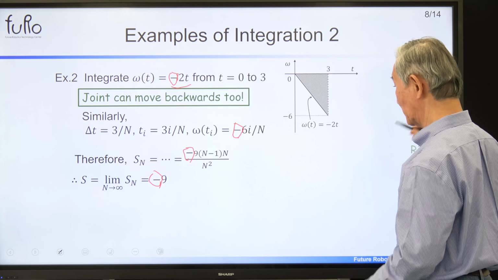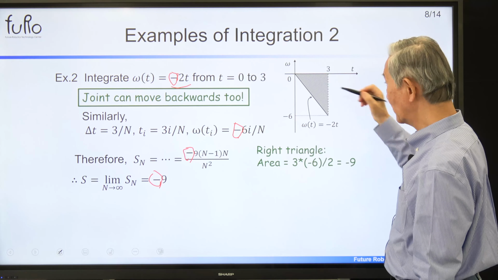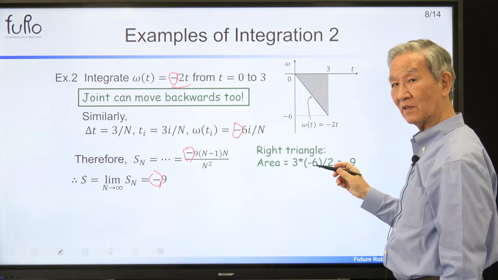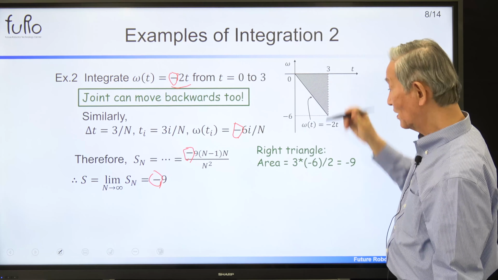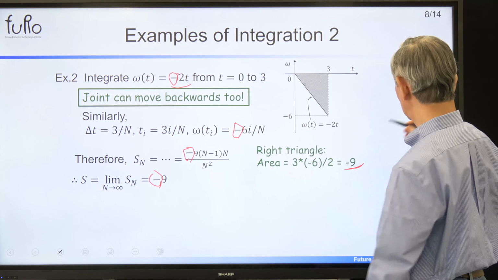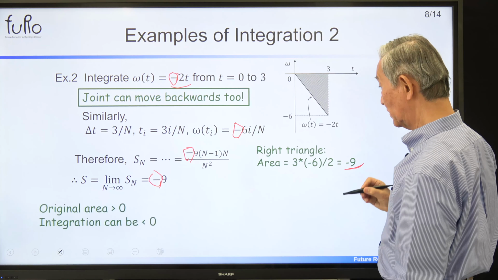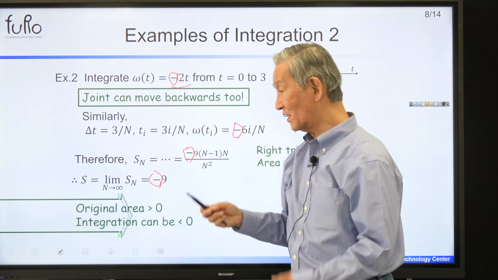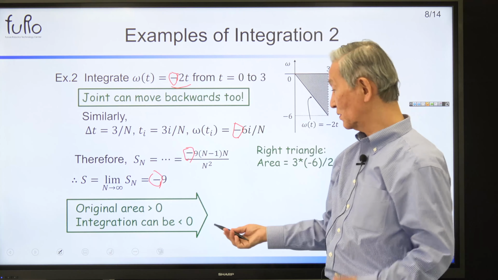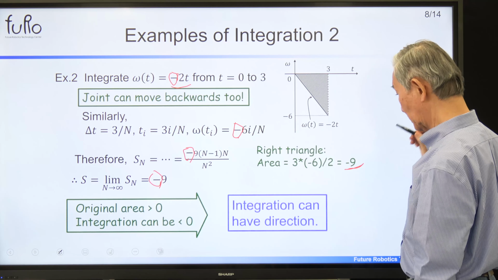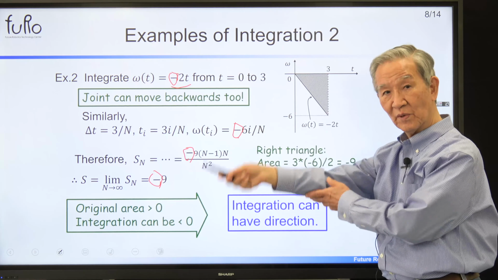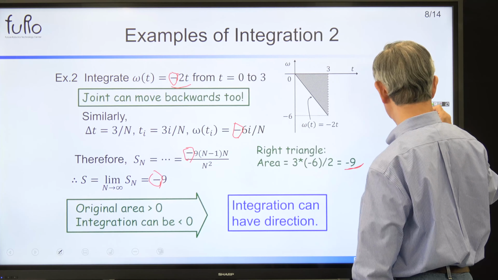Well, let's take a look at this one here. Right triangle, but the width is equal to 3, and the height is minus 6, instead of 6, minus 6. So if you multiply this one here, you get minus 9. Once again, exactly the same thing. So therefore, from this one here, the original idea of area was greater than 0, but integration can be less than 0. So integration can have directions, this way or that way. All right.